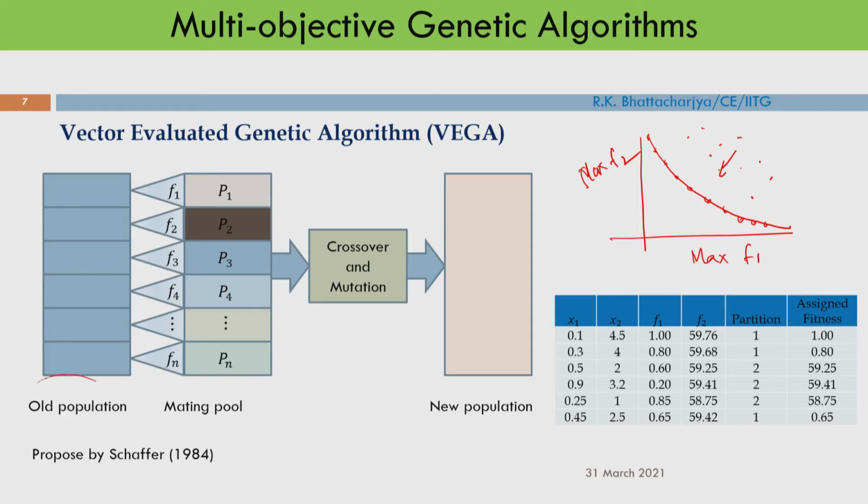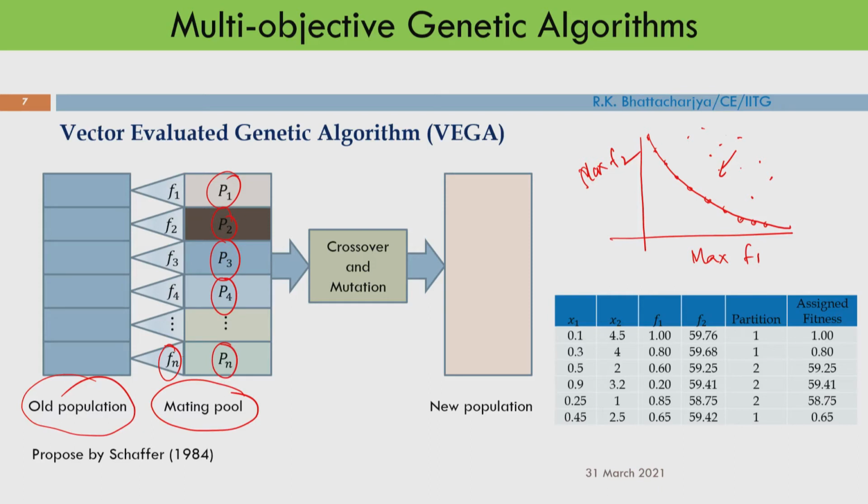Suppose I have this old population, and from the old population I am getting the mating pool. One way to do that is a method known as vector evaluated genetic algorithm, VEGA we call it. In this case, suppose we have a total of n objectives, then you divide this population into n subsets: this is set 1, set 2, set 3, set 4 and set n. So, total n objectives.